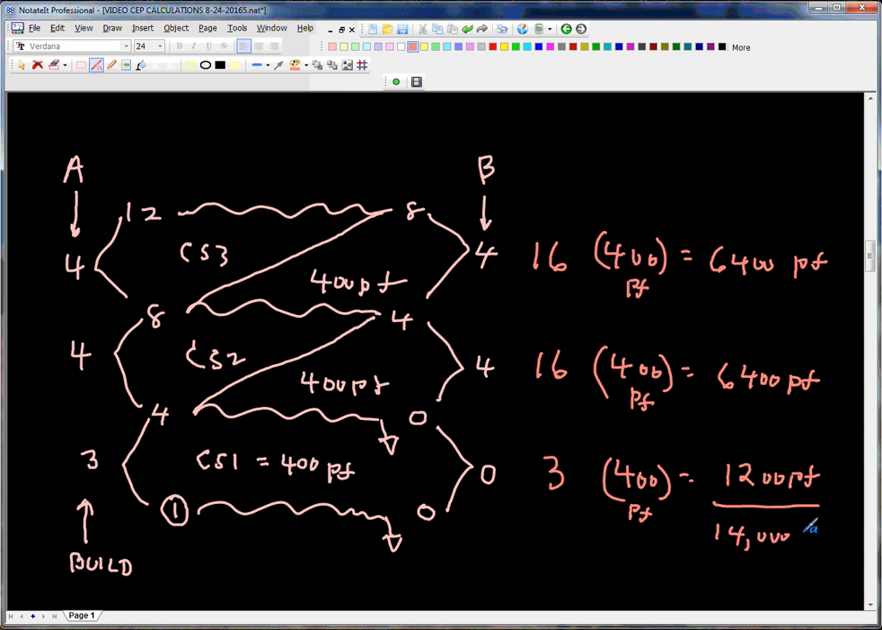14,000 picofarad, which equals 0.014 microfarad. And we call that CEP.